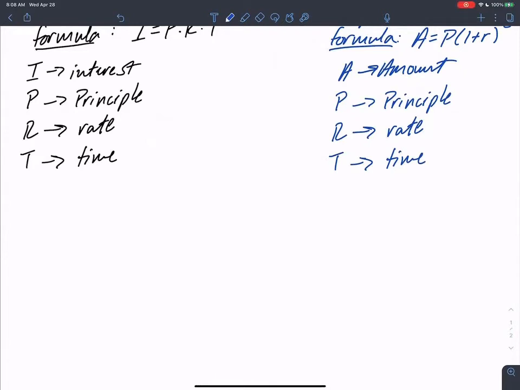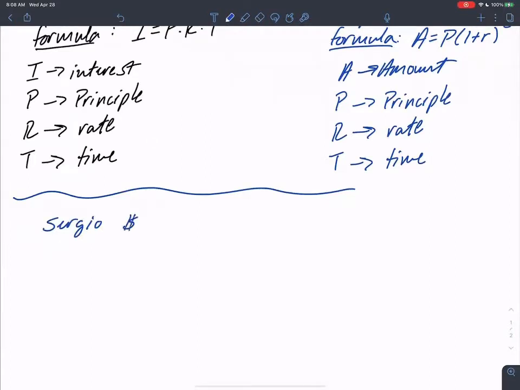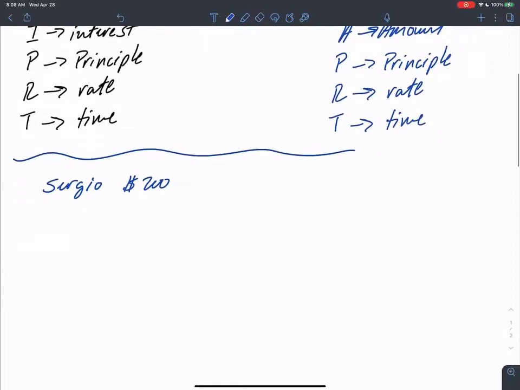Let's use Sergio, okay? So let's say Sergio has $200 that he got for his birthday, okay? Those $200, he says, you know what? I got an Xbox, I got a PS5. I don't need anything right now. I'm gonna wait because I think I'm gonna get a gaming PC. So he's gonna wait a little while. So he says he has two choices.